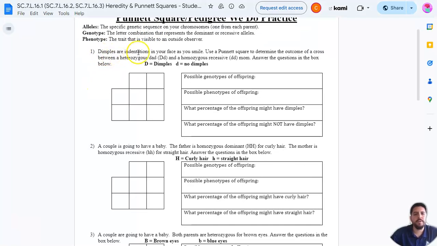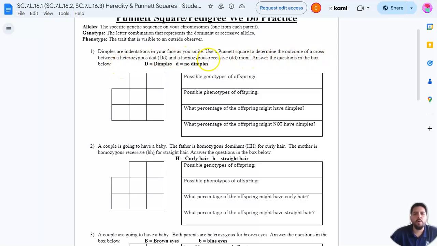It says, dimples are indentations in your face as you smile. Everybody should know what dimples are. Use a Punnett square to determine the outcome of a cross between a heterozygous dad and a homozygous recessive mom. Answer the questions in the box below.